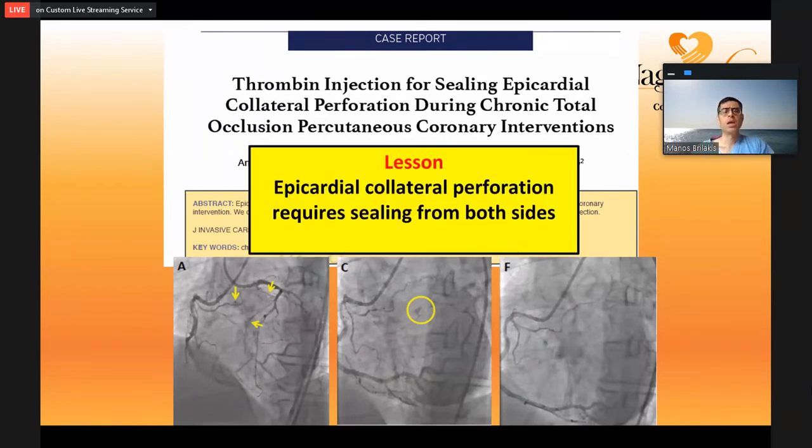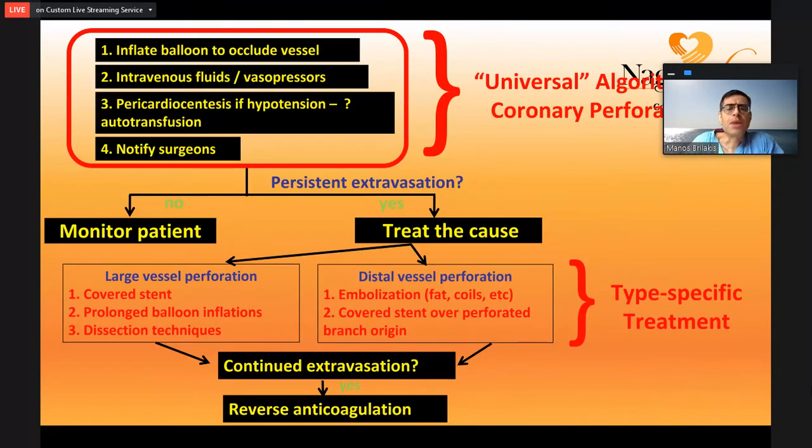So to summarize, having a perforation can be a major complication, but having a systematic approach where you go step by step, inflate the balloon first, take care of the hemodynamics, and then treat the cause either with a covered stent or embolization, can really go a long way to provide you a successful outcome. So once again, thank you very much for the invitation, and welcome any questions.